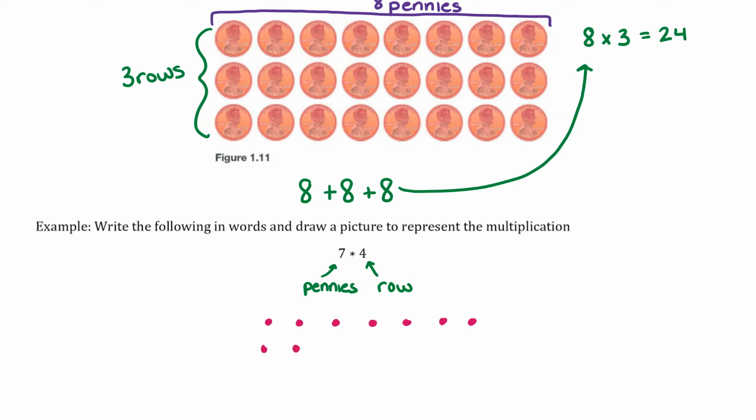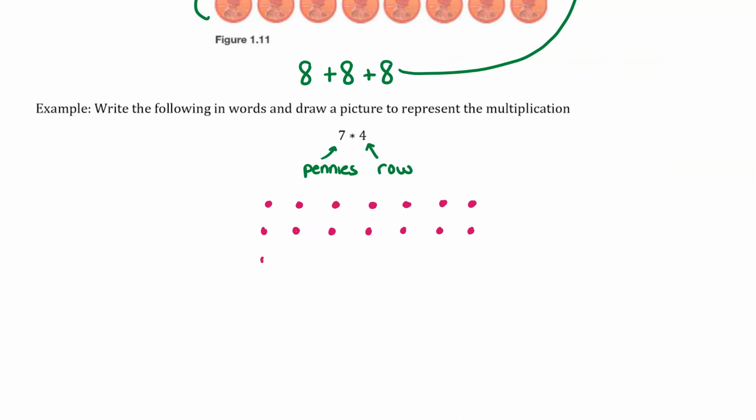So here's the second row. 1, 2, 3, 4, 5, 6, 7. And third row. 1, 2, 3, 4, 5, 6, 7. And the fourth row. 1, 2, 3, 4, 5, 6, 7. So now 7 times 4 will equal 28. So now you may be wondering, how do you know that 7 times 4 is 28?